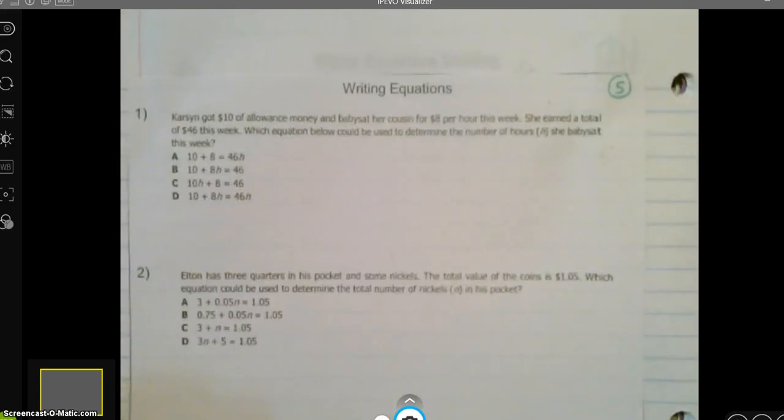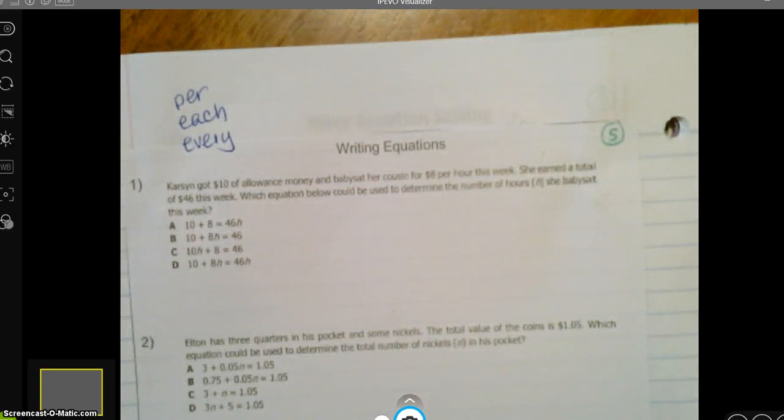So the first thing I want you to do is write down these three words: per, each, every. Okay? If you see those words, per, each, every, any of those, generally that means you're going to see a number next to the variable. Okay? So we're going to be talking about that on this first problem here.